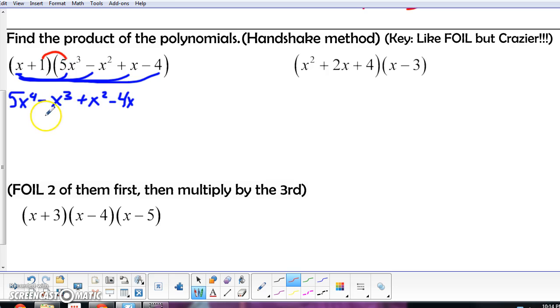So 1 times 5x cubed is 5x cubed. Now here's where I would actually use the vertical method of addition. I like to write my like terms right underneath the one that I know it's going to be added to in a little bit. So 1 plus 5x cubed, I line it up underneath the other x cubed term.